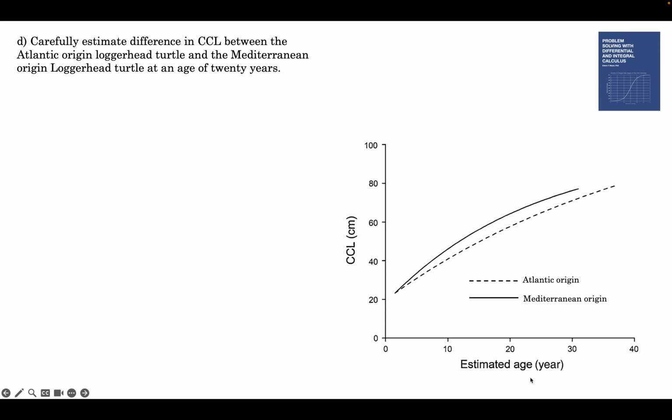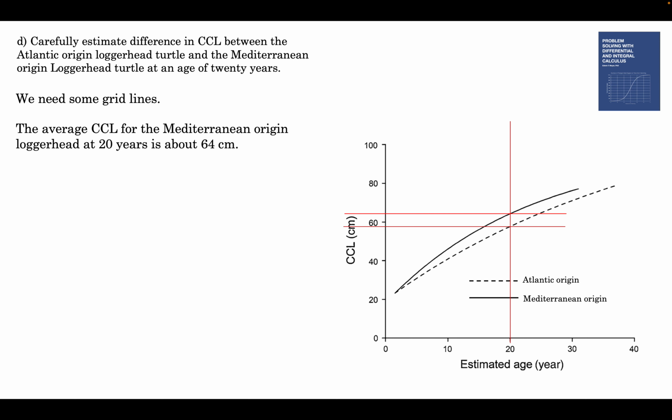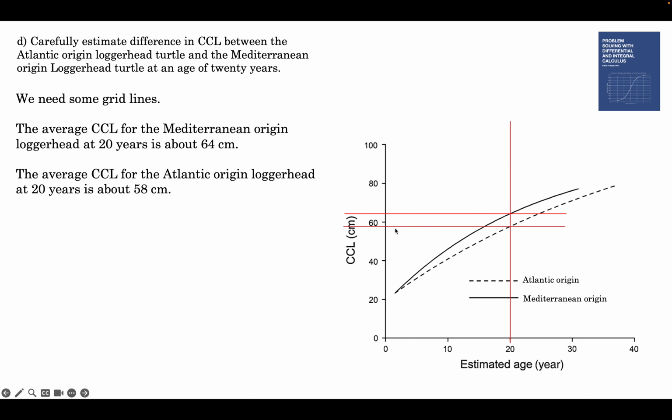On to part D, carefully estimate the difference in the CCL between the Atlantic loggerhead turtle and the Mediterranean loggerhead turtle at an age of 20 years. So what's the difference in the curved carapace length? So let's put some grid lines in there. There's 20 years. Now we got to go over to the vertical axis. Okay, so this one, Mediterranean is about 64. That's this one. Atlantic's about 58, right here.